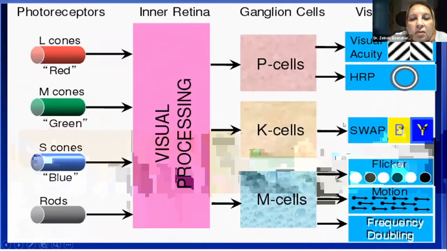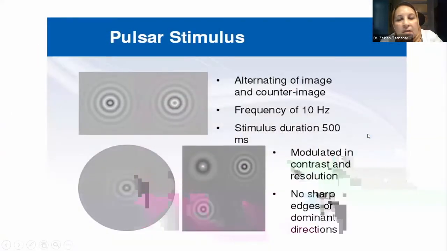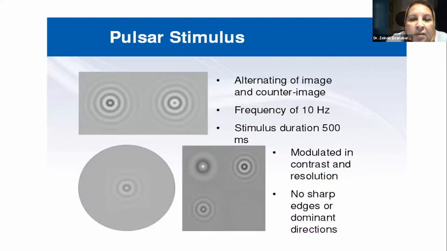For the early diagnosis, we should analyze certain ganglion cells, and mainly the M cells, that will depend on motion and flicker. For the K cells, in the history, we were using the SWAP, but the SWAP didn't stand the test of time because it takes long time, it has variable results, and it changes with the cataract and with macular degeneration. The stimulus that now is available that uses the contrast sensitivity and the frequency doubling is the pulsar stimulus, as we see the stimulus in the image.